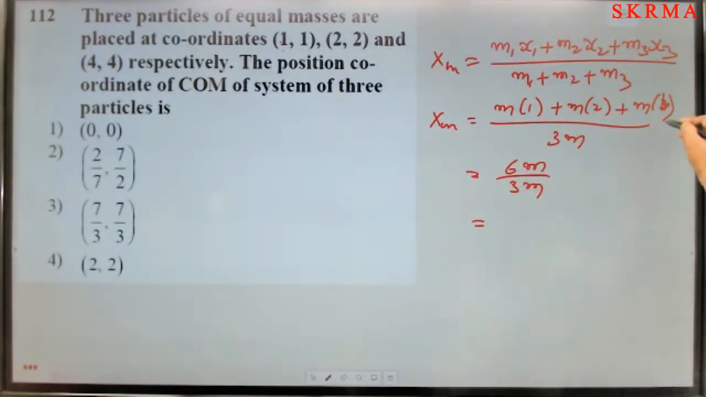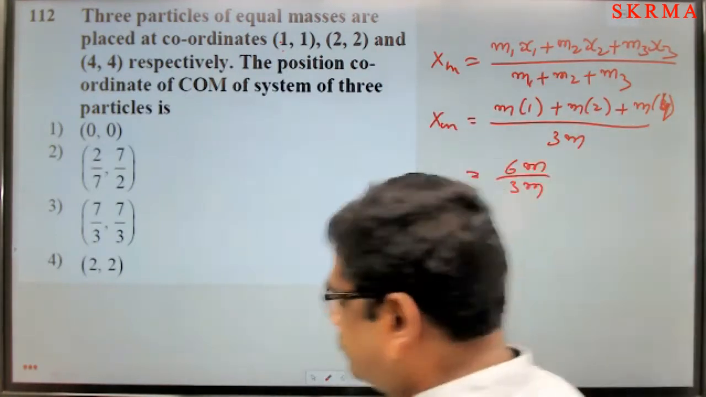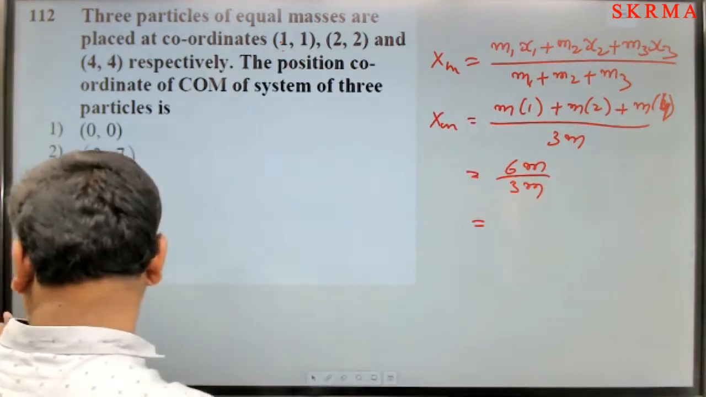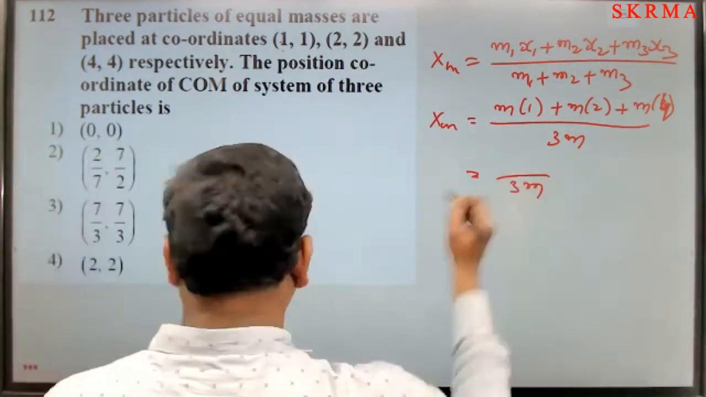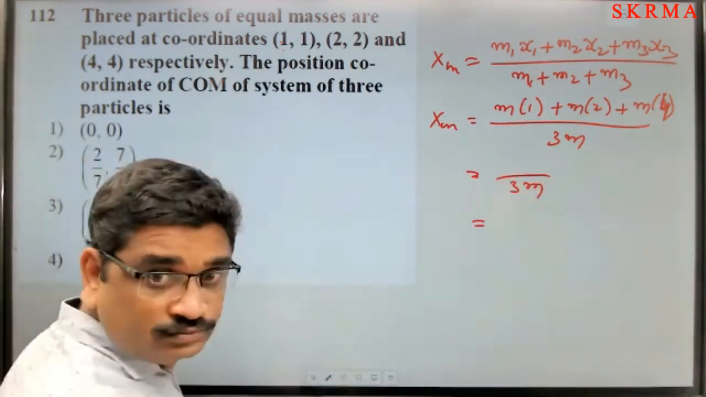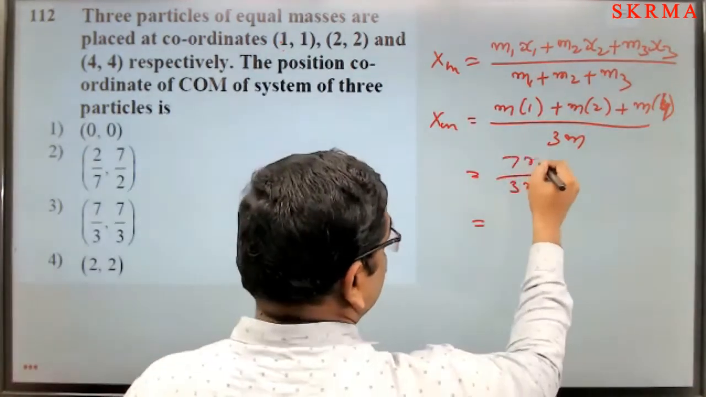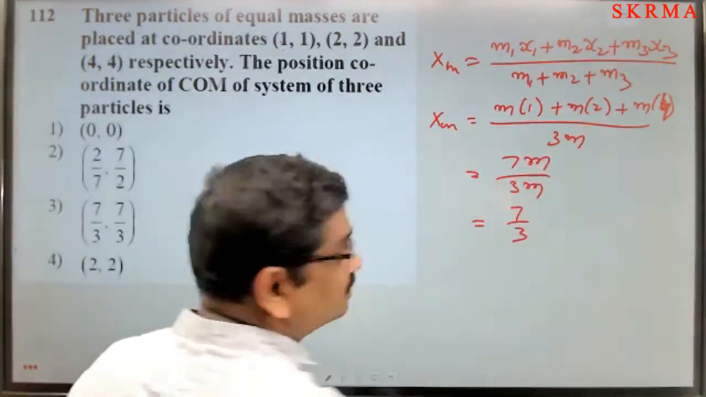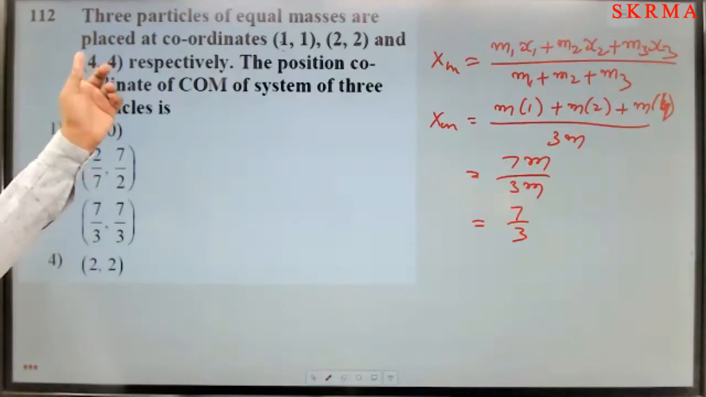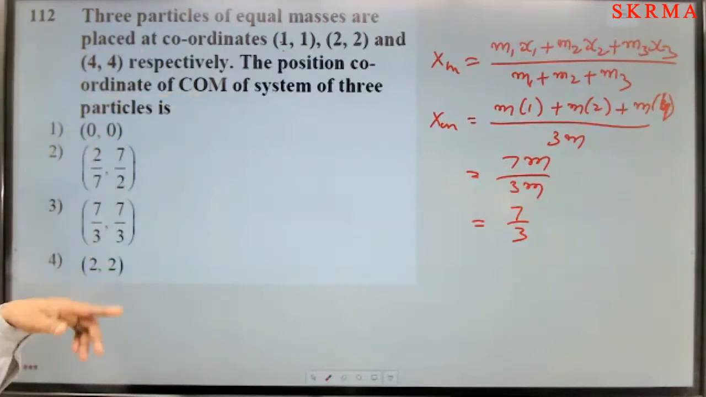Here the third one is 4. So 6 plus 1, 7. 7m by 3m. So 7 by 3. Same. The Y component of positions are also the same, so both are 7 by 3 and 7 by 3 only.